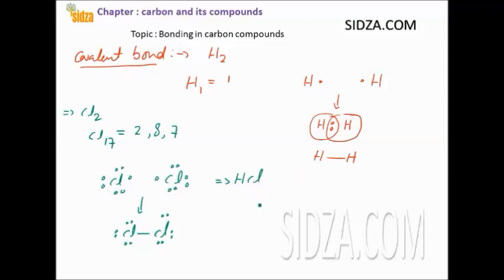In HCl, hydrogen has 1 electron in the valence shell. Chlorine has 7 electrons in the valence shell: 1, 2, 3, 4, 5, 6, 7. So the valency of chlorine is 1 and the valency of hydrogen is 1, so they share the 1 electron pair in between, and they form a single bond. A covalent bond is formed by the sharing of electrons between the hydrogen and chlorine.